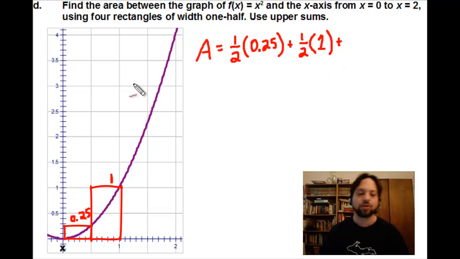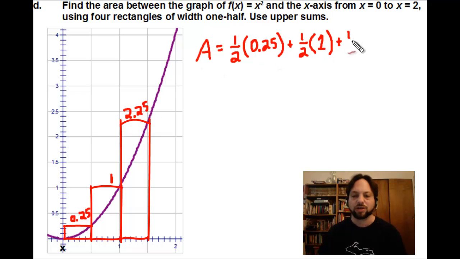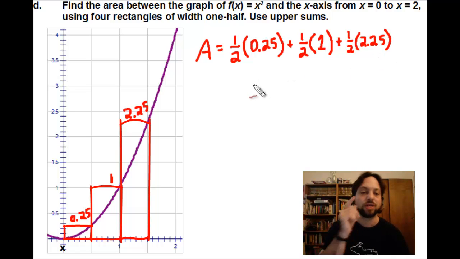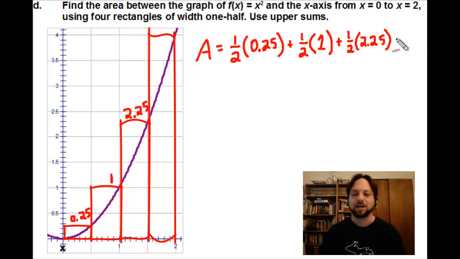Well, let's take a look at our third rectangle. There should be no surprise that our third rectangle has a height of, there it is, 2.25. All right, so the width of 1/2, height of 2.25. And finally, our last rectangle, let me show it to you now. There it is. Of course, this one has a width of 1/2. And how tall is this rectangle? Of course, it goes all the way to the top. This one has a height of 4.